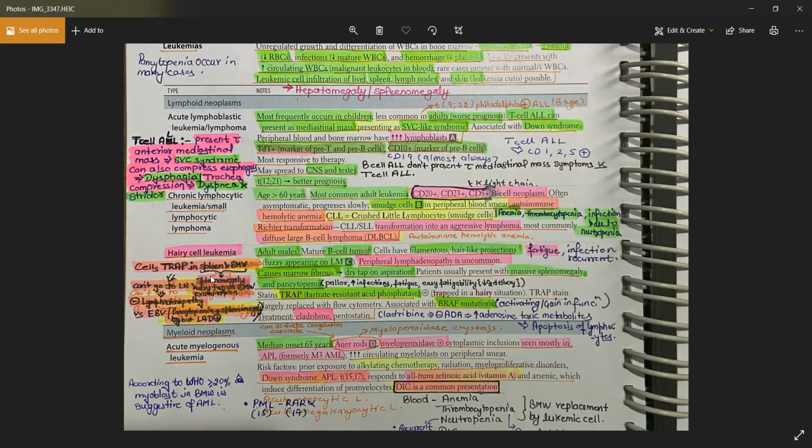So a case of pancytopenia with a dry tap, just like the aplastic anemia, but without lymphadenopathy and with the splenomegaly, you will think about the hairy cell leukemia. And these cells are tartrate resistant acid phosphatase positive, which is TRAP. And these cells are associated with the BRAF mutation.